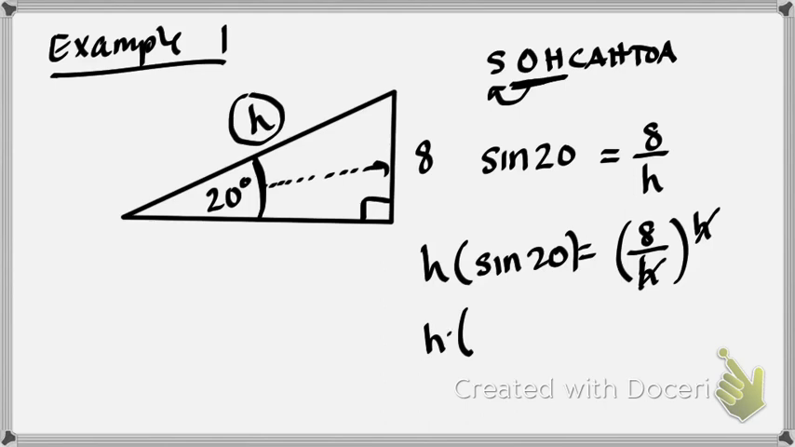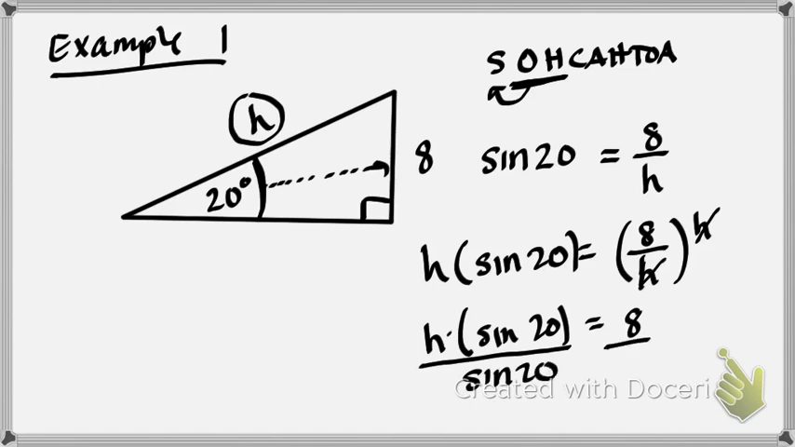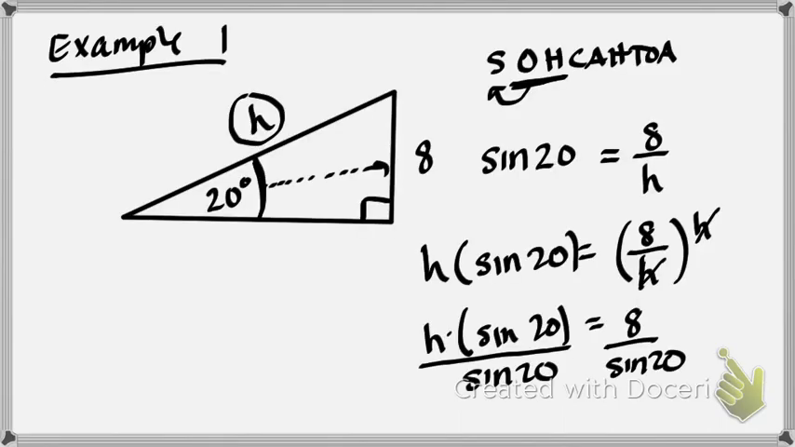And then I have H times the sine of 20. I added that little dot there to show that is multiplication. And then the last thing I would do is, if I have H times the sine of 20, I can then just divide both sides by the sine of 20. And then if I go to my next page, if we come back to here, that would cross out, and I would have H equal to 8 over the sine of 20.